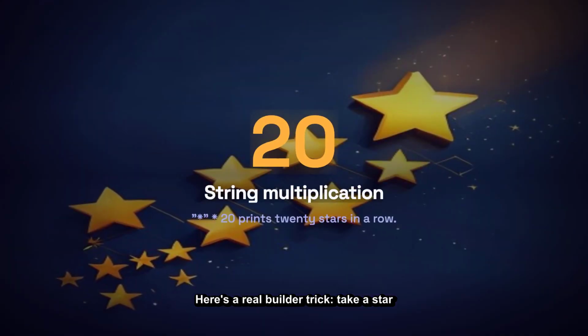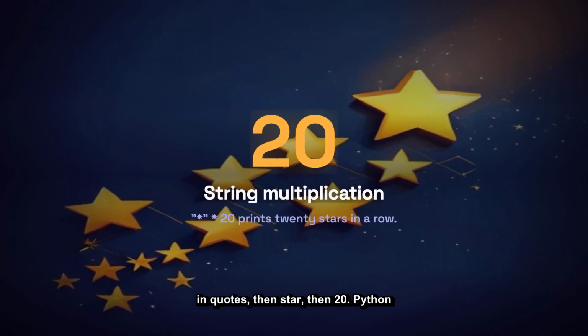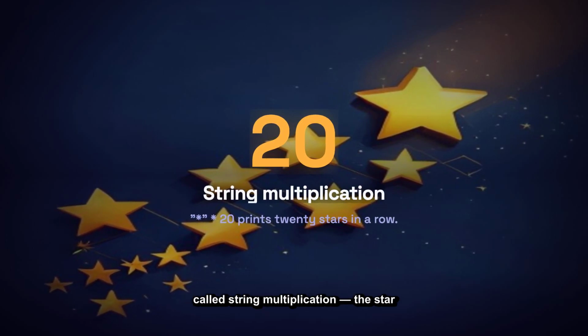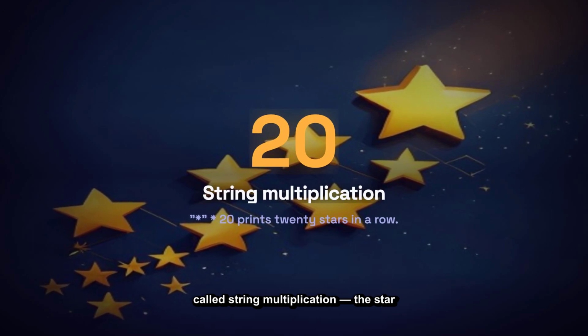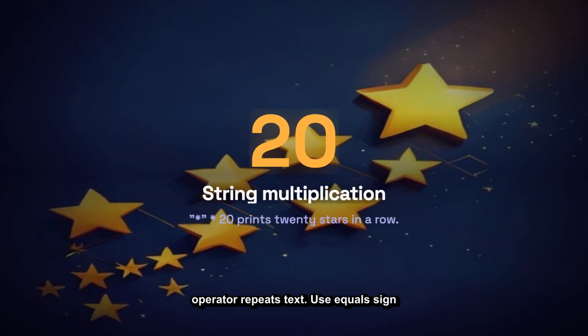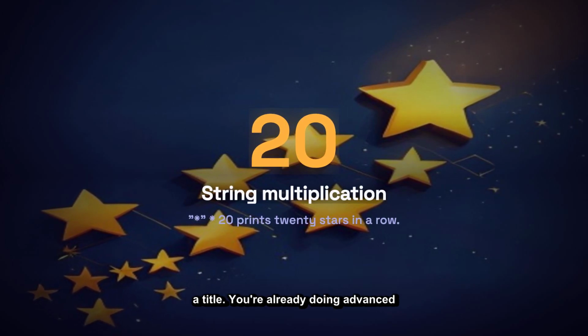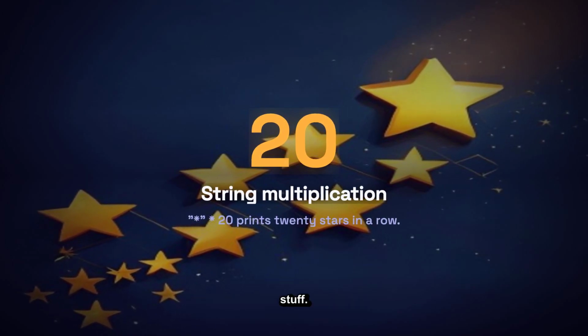Here's a real builder trick. Take a star in quotes, then star, then 20. Python prints 20 stars in a row. That's called string multiplication. The star operator repeats text. Use equals sign times 30 to draw a clean divider line for a title. You're already doing advanced stuff.